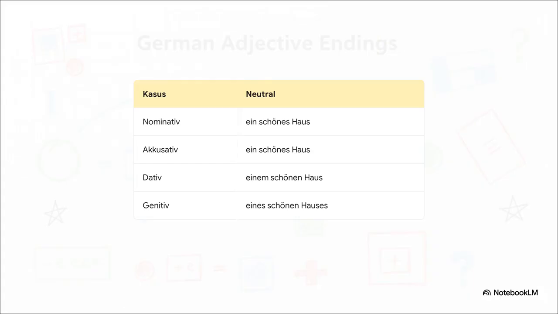And you know what? That exact same rule applies to neuter words. The word ein for a neuter word like Haus doesn't have an ending that screams neuter, like das does, so it needs some help.